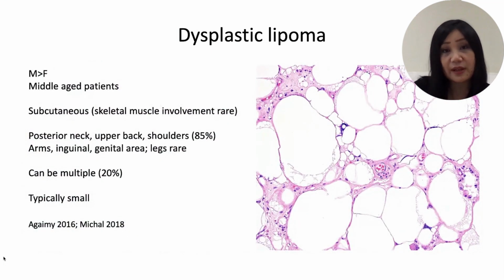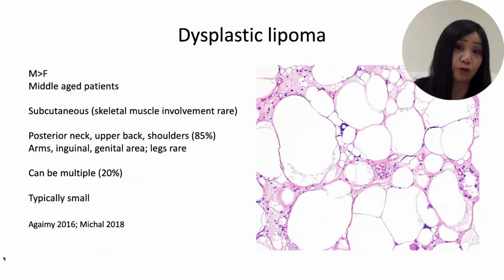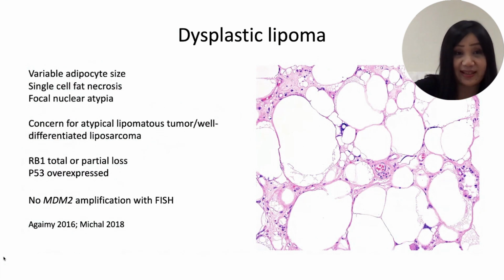So these are relatively rare lipomas that occur in middle-aged patients, and they are typically subcutaneous. Deeper involvement, so skeletal muscle involvement, is rare, and they typically occur in middle-aged males in the posterior neck, upper back, and shoulders. That's 85% of them, which is the same anatomic distribution as spindle cell lipoma. These can occur at other sites, but lower extremities are rare. They can occur on arms and the trunk, but they're rare in the legs. These can be multiple and are typically small tumours.